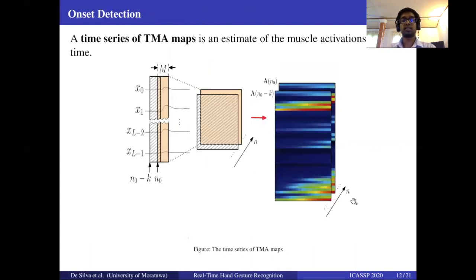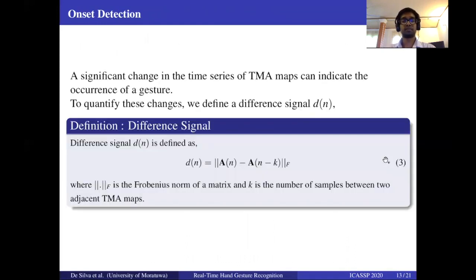And now we have seen that the TMA maps are capable of representing the pattern of muscle activations, both individual and mutual, in a compact manner. Then, if you consider a time series of TMA maps, we can say that it is an estimate of the muscle activations over time. And this is important when it comes to onset detection.